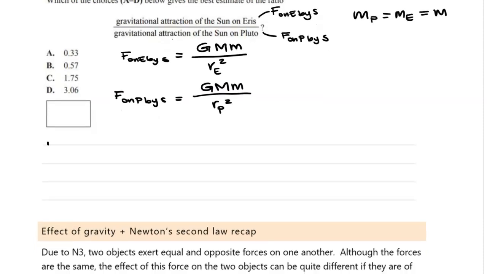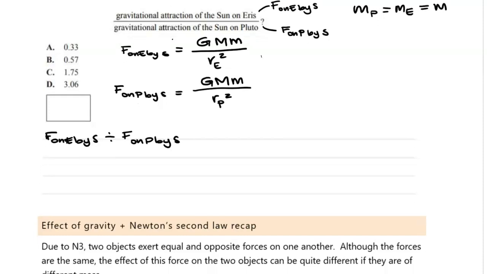So we want to do F on E by S, and we want to divide that by F on P by S. I like to go old school with the division sign when I know that we've got this double-decker fraction action here, as a teacher at our school so famously says. So let's write in F on E by S, G M m on r Eris squared divided by G M m on r Pluto squared.